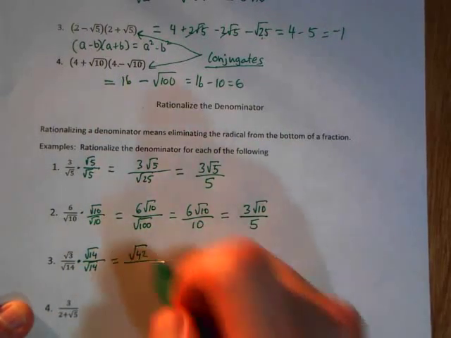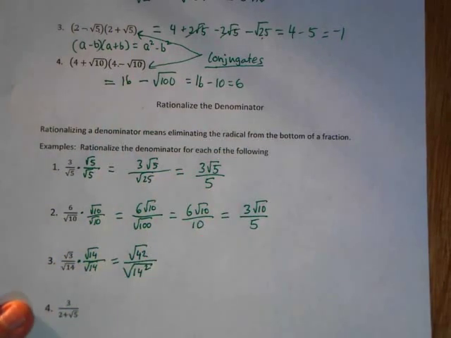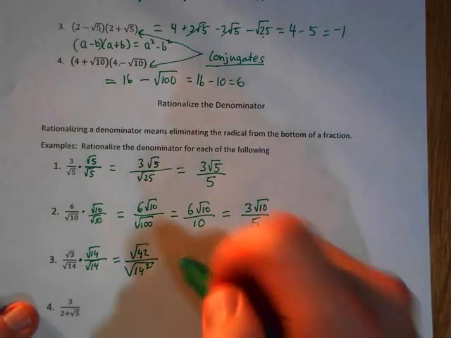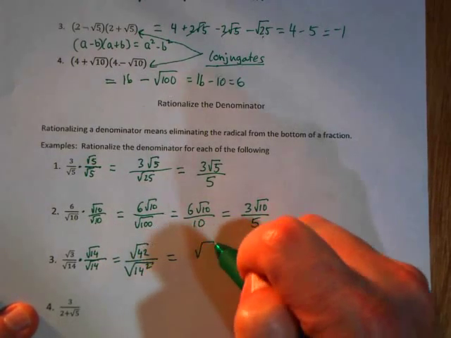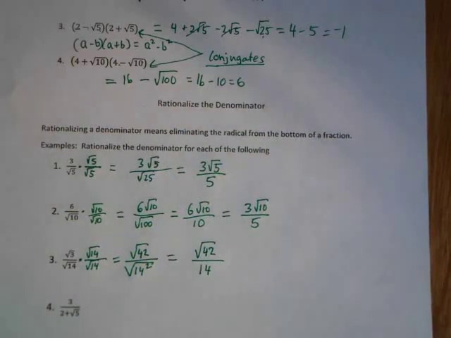And down on bottom, I'm going to write this as square root of 14 squared, because I don't know what 14 squared is off the top of my head, and I don't feel like using my calculator. The good news is I know that the square root of 14 squared is just 14. Squares and square roots are inverses. So I just get square root of 42 over 14.